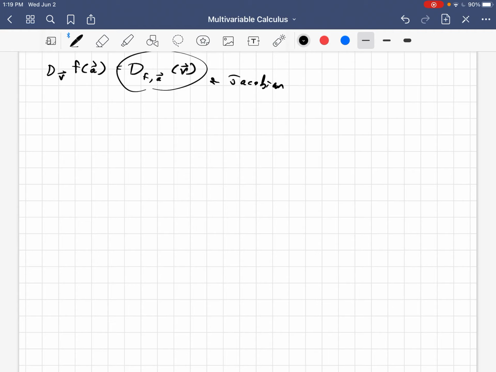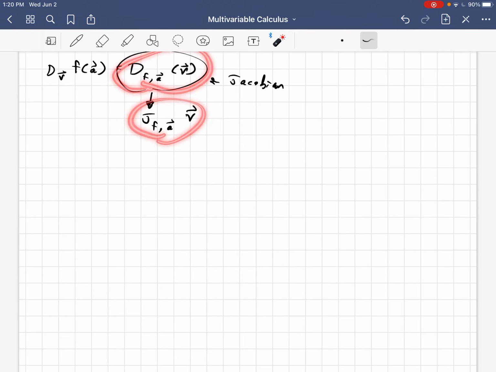Also, most of the time you'll see it written as J sub f at the point a times the velocity vector v. So in the one case, your input is a velocity vector. In this case, the matrix is independent of the velocity vector, but you're doing matrix vector multiplication, whereas in the other case, the vector is the input of the transformation.